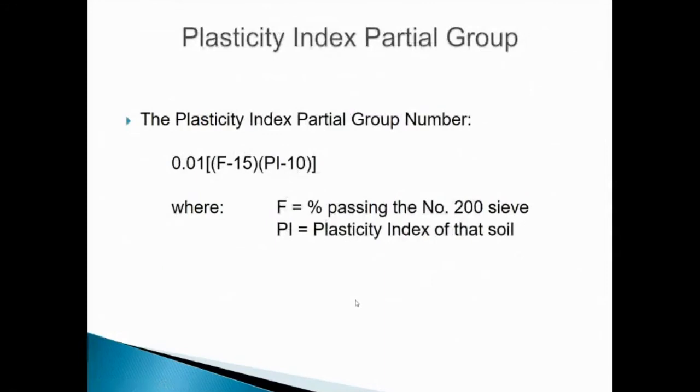The plasticity index partial group number is given by this equation. Again, F is the percent fines passing the number 200 sieve. PI is the plasticity index of your soil, again rounded to a whole number.